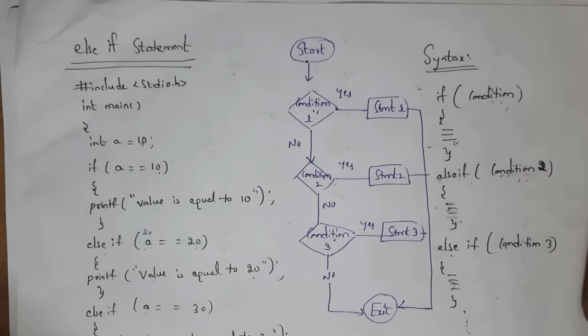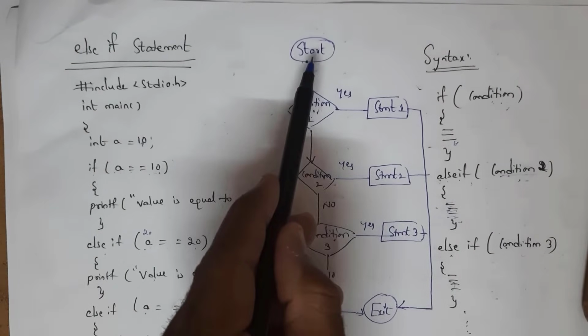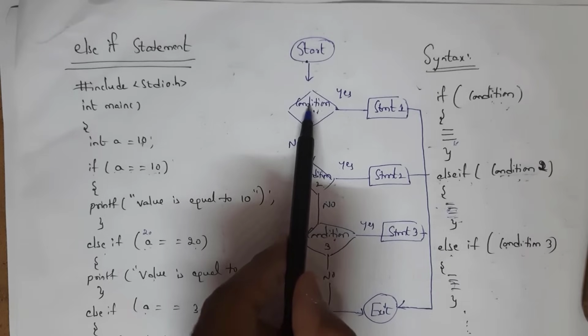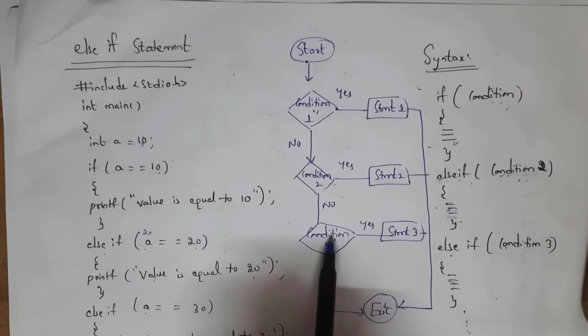This is the flowchart for else if statement. By using else if statement, you can give multiple conditions. So at first I wrote start. I gave 3 conditions, condition 1, condition 2 and condition 3. Guys, you need to give conditions in a rhombus. So I took a rhombus here.